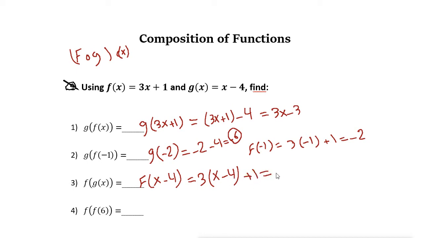If you simplify, 3 times x is 3x. 3 times negative 4 is negative 12 plus 1. The final answer is 3x minus 11.